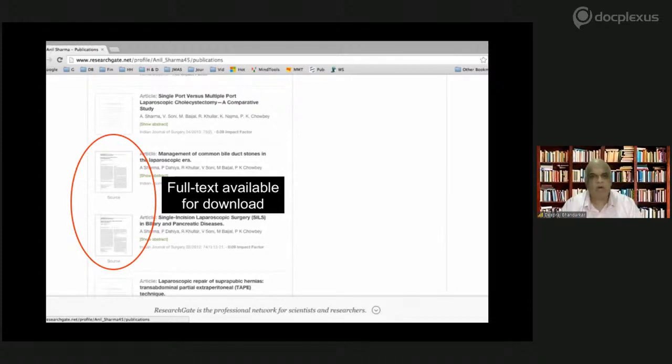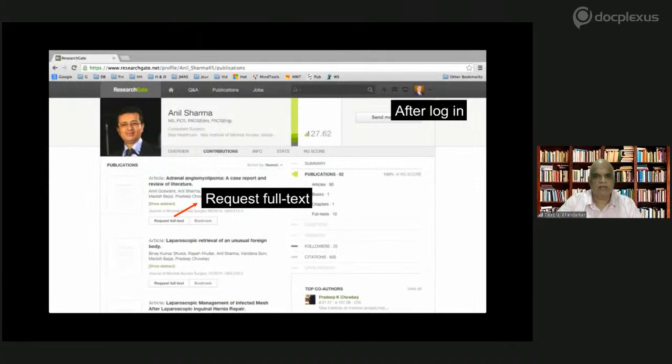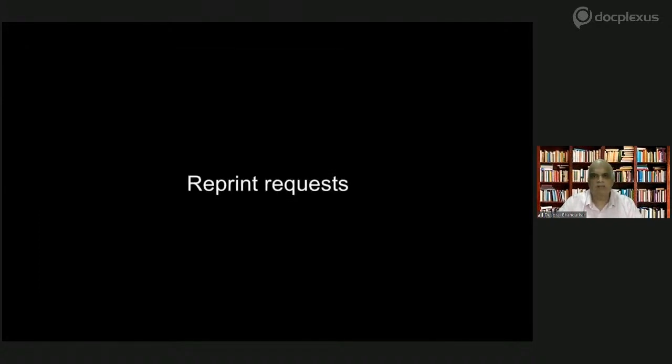If not, you can always request the author to send you the full text. So there will be a link. If the full text is not available, there will be a button which says request full text. So if you click on that, an email will get sent to Dr. Sharma automatically indicating that such and such person is interested in accessing an article that he has written. And more often than not, the authors who put up these articles, those who are academic, would be happy to share their research with you. So that's the button that you would click on, request full text, and you would get articles.